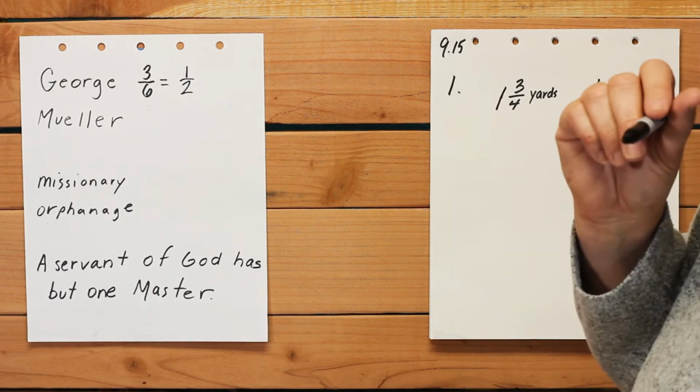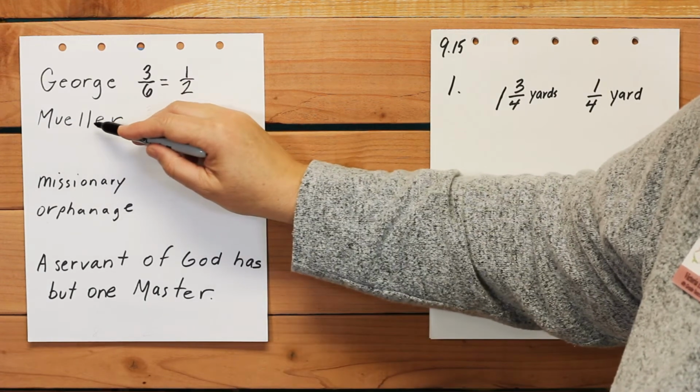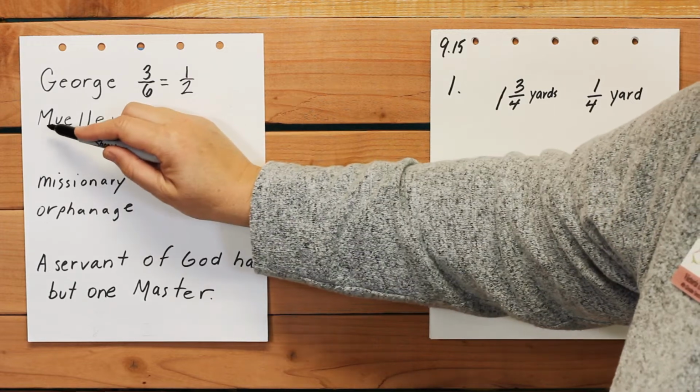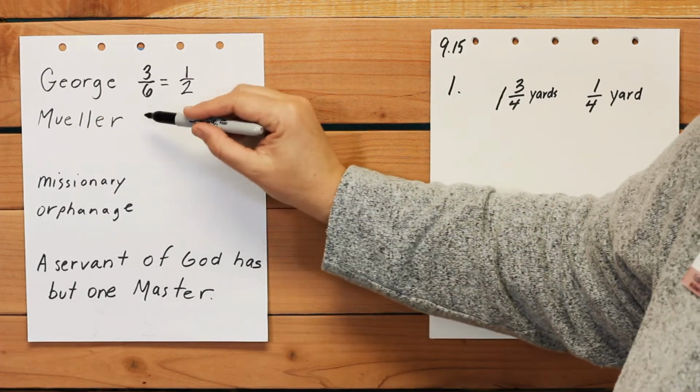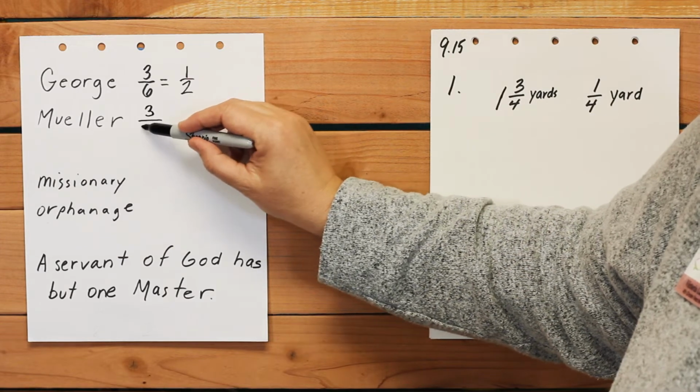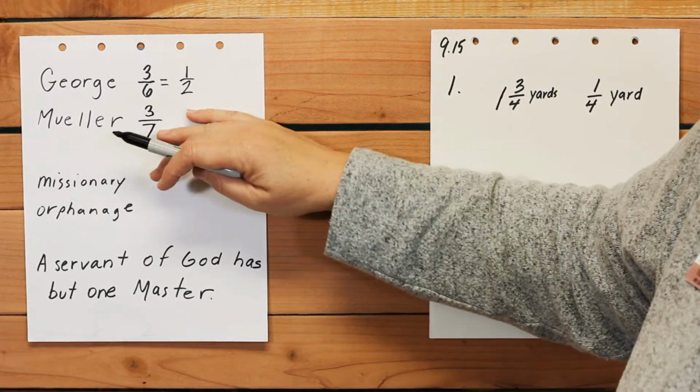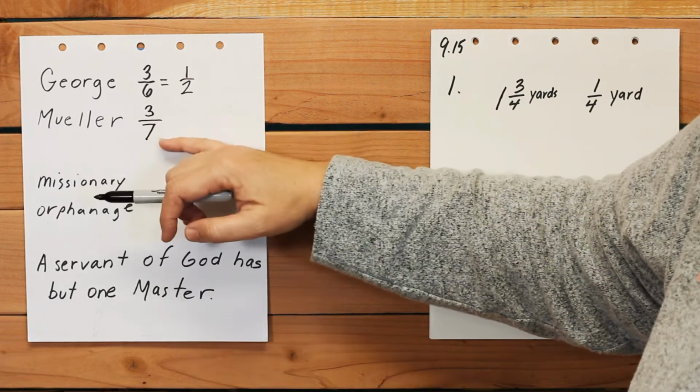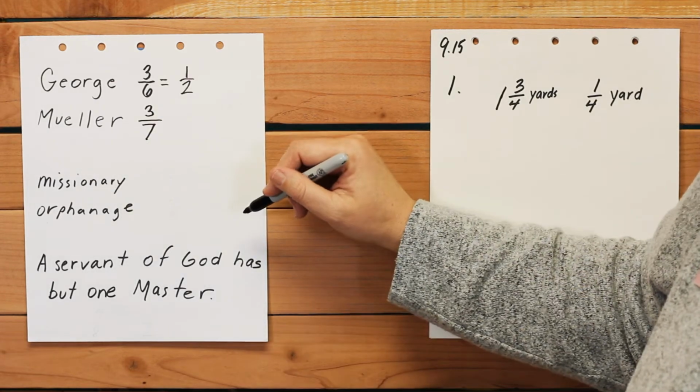Now let's do the same thing to Mueller. 1, 2, 3 vowels, but Mueller has 7 letters. So we're going to say there are 3 vowels to the 7 letters in his name. That's already in simplest form because 3 can't go into 7 in any way.